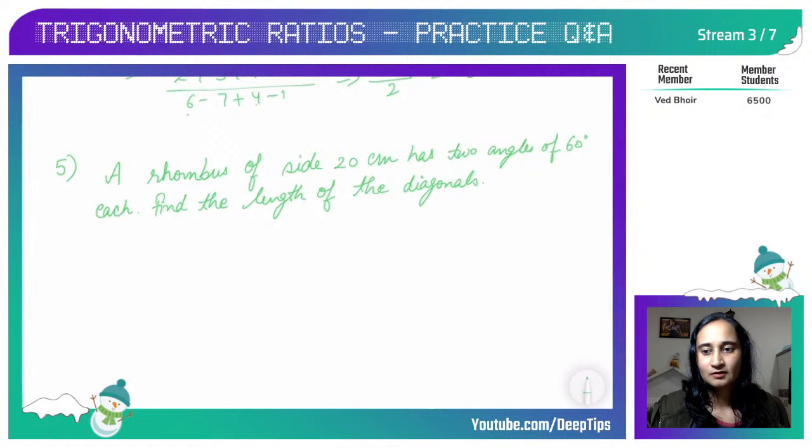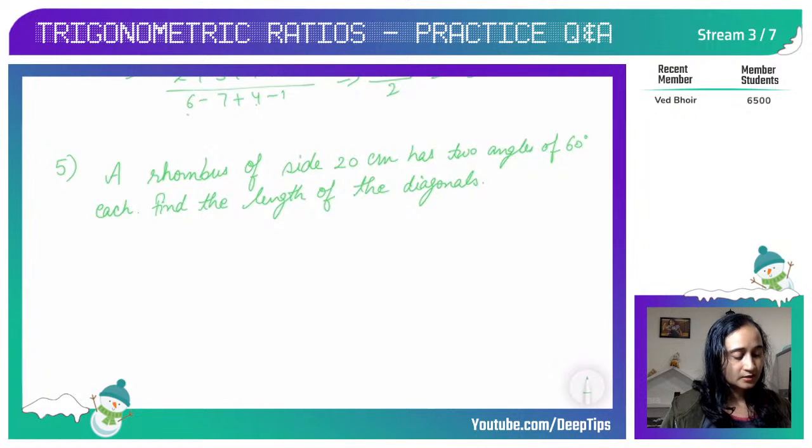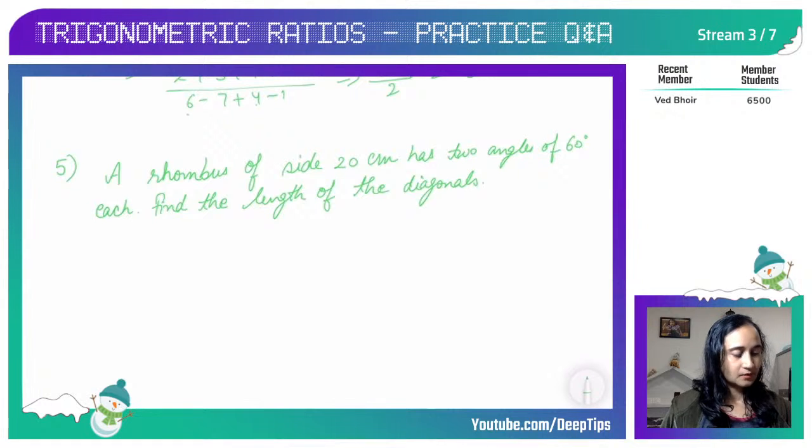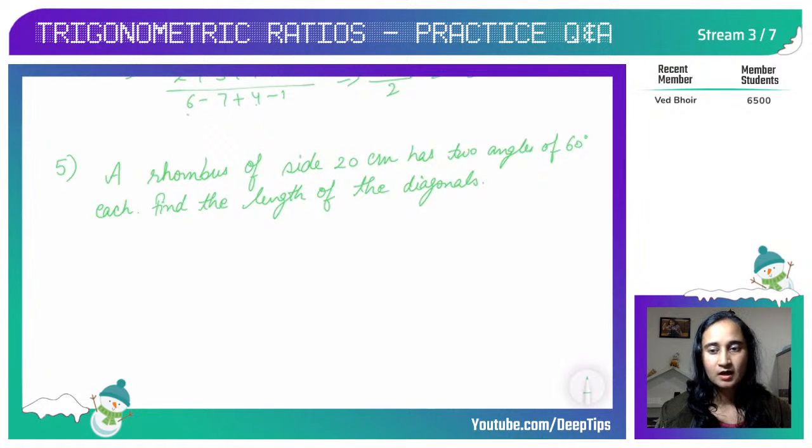Okay. So now let's do this question first. A rhombus of side 20 centimeter has two angles of 60 degree each, and find the length of the diagonals. Okay children, here in this question children mostly get confused about how to do it because 90 degree is not there. So this is a very important question and a different one that you normally don't see in your regular textbooks, but this is a different question that I have chosen for today's stream.